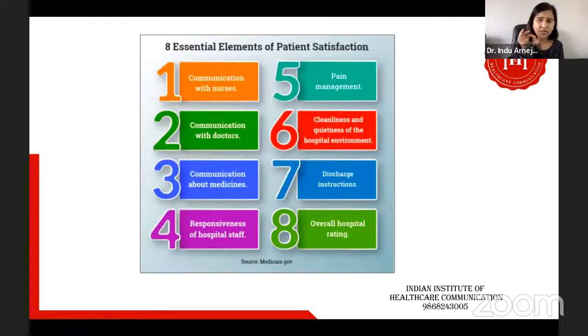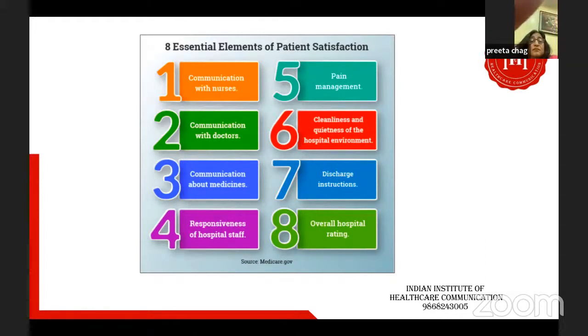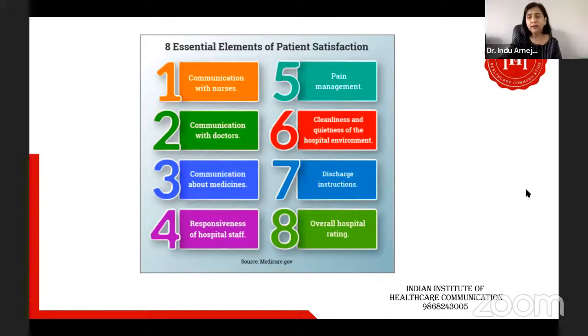Some essential elements for patient satisfaction, if you can integrate these into your services, then automatically the patient satisfaction will go up. One is communication with nurses. You really need to make sure that your nurses are more communicative with the patients. Trust me, in Western countries, the nurses are trained to be the advocate for the patient.